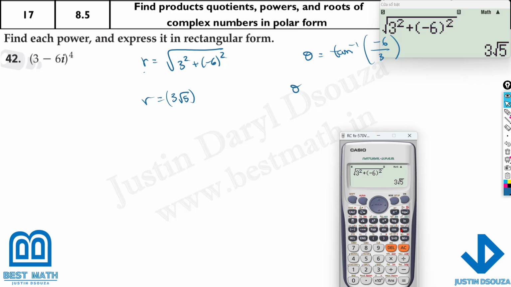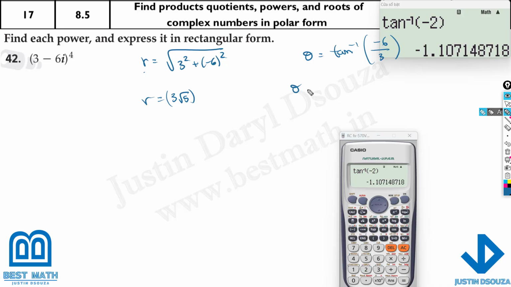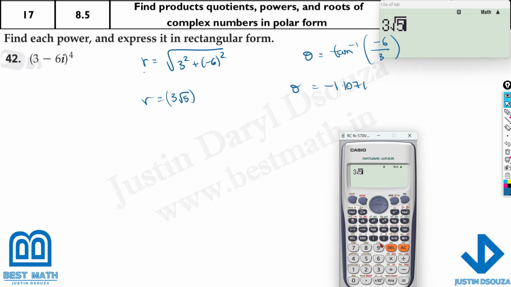What about theta? That's tan inverse of minus 2, because minus 6 by 3 will be minus 2. That's going to be minus 1.1071. It's the same thing, but we had plus in the last problem. So now here, this 3 square root 5 would be raised to the power 4. We have to use the brackets, otherwise you won't get the correct answer. Open the brackets over here as well.